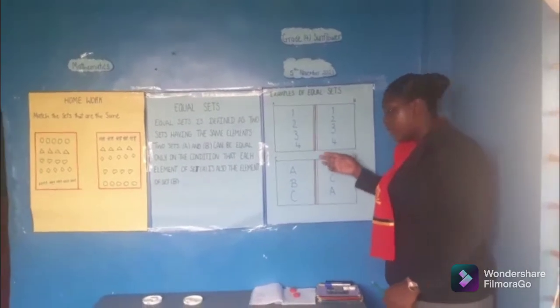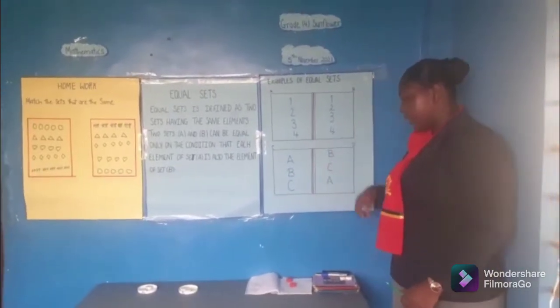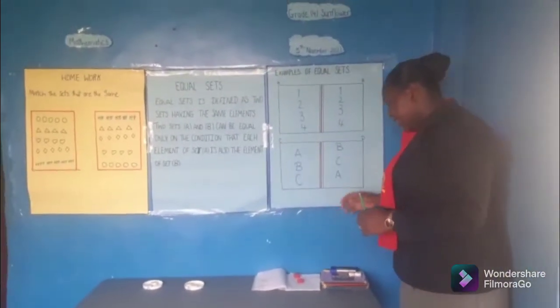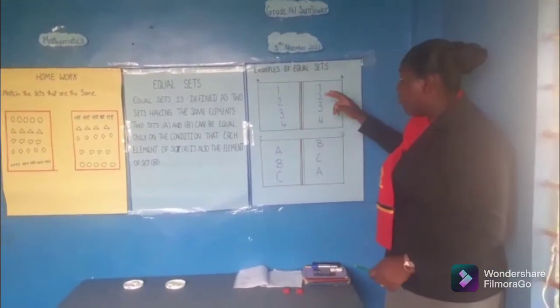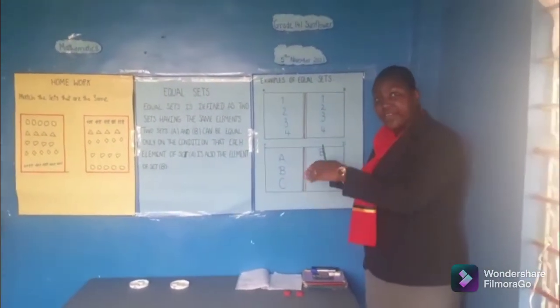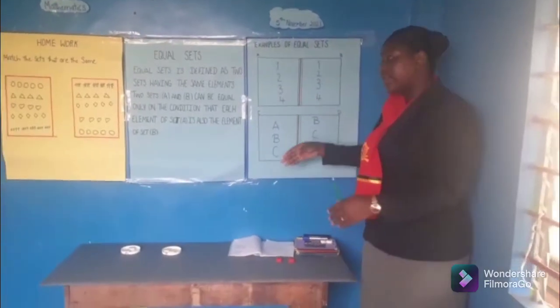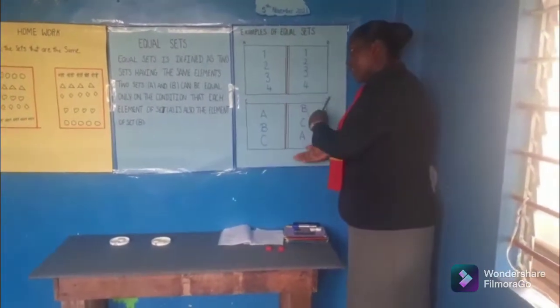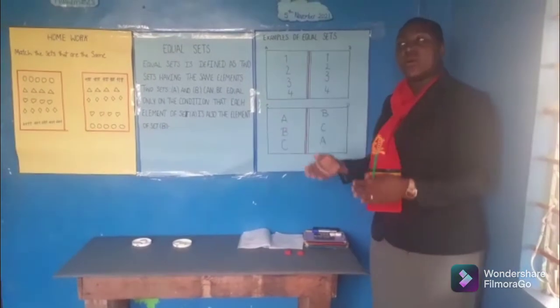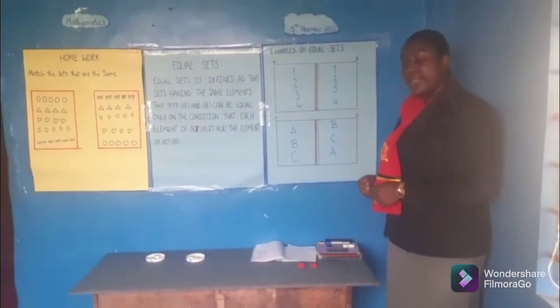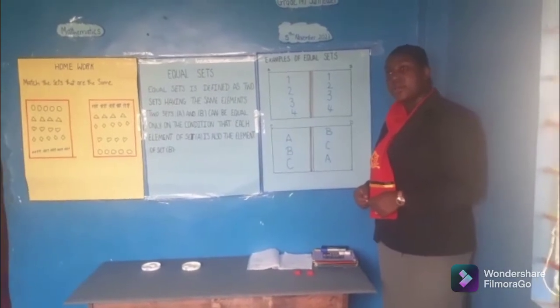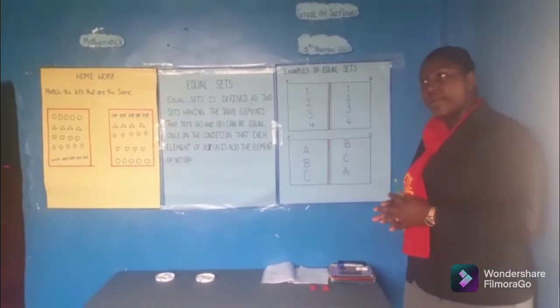So here I want you pupils to pay keen attention that we can arrange the sets in different order, but once they have the same elements, it's still called equal sets. Is everyone clear on that? Awesome. Does anyone have any questions?